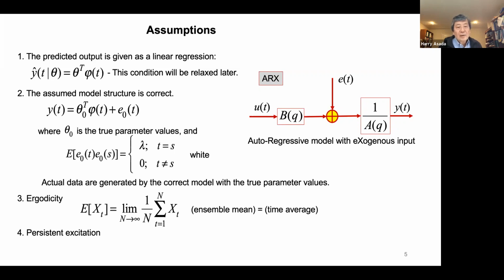And then next, as usual, we assume ergodicity, so the ensemble mean equals the time average. And then the input ut is persistently excited. In most cases, for ut we use some random signals, which are not correlated to vt. That's what we've been using to improve the performance.